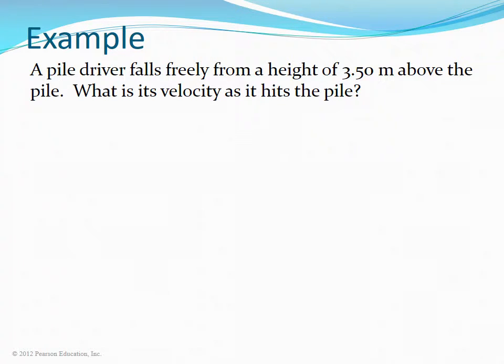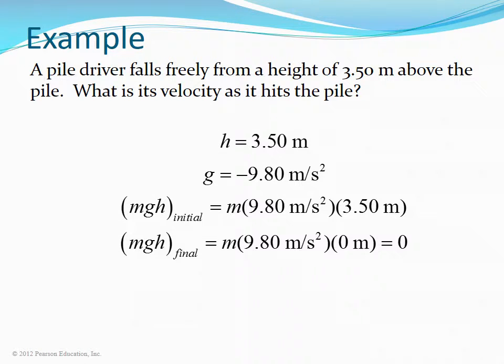A pile driver falls freely from a height of 3.5 meters above the pile. What is the velocity as it hits the pile? First, we find the initial and final potential energy of the driver. We set the final position as 0 meters. Notice we do not know the mass of the pile driver in this problem, but we do know the initial height above ground.